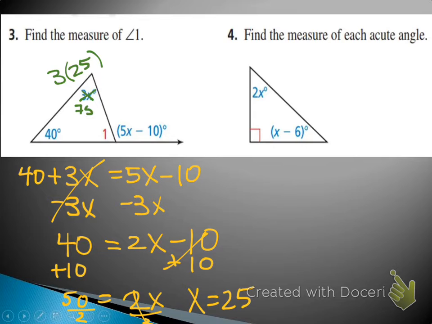75. So we know that we got 75 degrees and 40 degrees. We are missing that angle 1. So what can I do? Add them and subtract from 180. So add 40 plus 75, which is 115. Subtract from 180. So what is the measure of angle 1? 65.